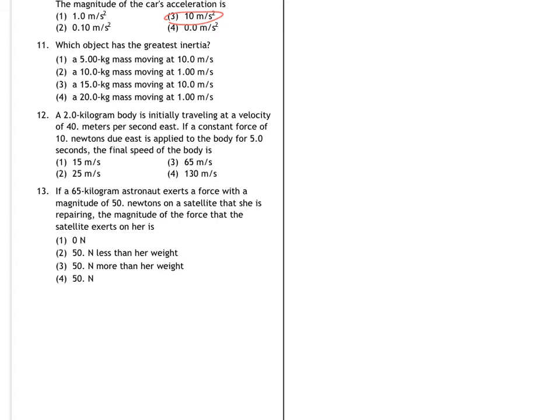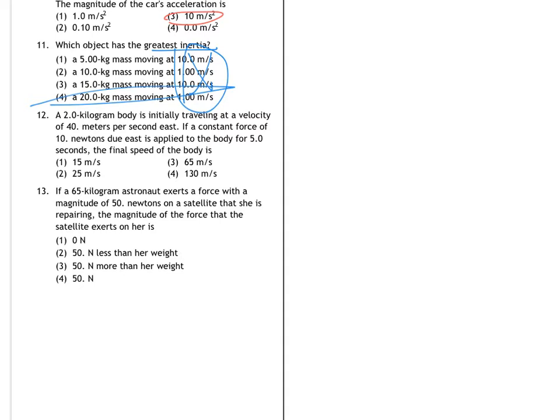Next, oh, this is an easy one, thank God. Which object has the greatest inertia? Inertia is measured only by proportionality with mass, so it has to be choice 4 because it has the largest mass. These values for speed do not matter.